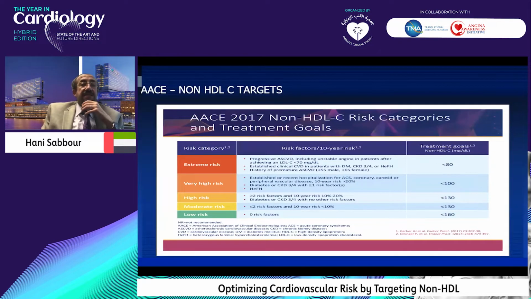The AACE guidelines tell us very useful, and this stands the test of time. Since 2017, I think all of us think about using this. If you have an extreme high risk patient, the non-HDLC goal is less than 80, which is equivalent to an LDL goal of 55. And non-HDLC of less than 100 in a very high-risk patient, which is equivalent to an LDL goal of less than 70. So basically, there's a 30 milligram difference. In reality, whatever your LDL goal is, add 30 and it's your non-HDLC goal. It's a very simple way of approaching the problem.